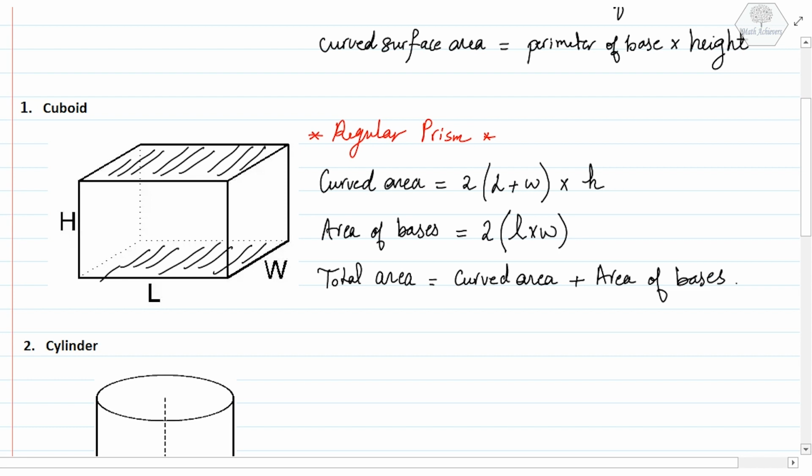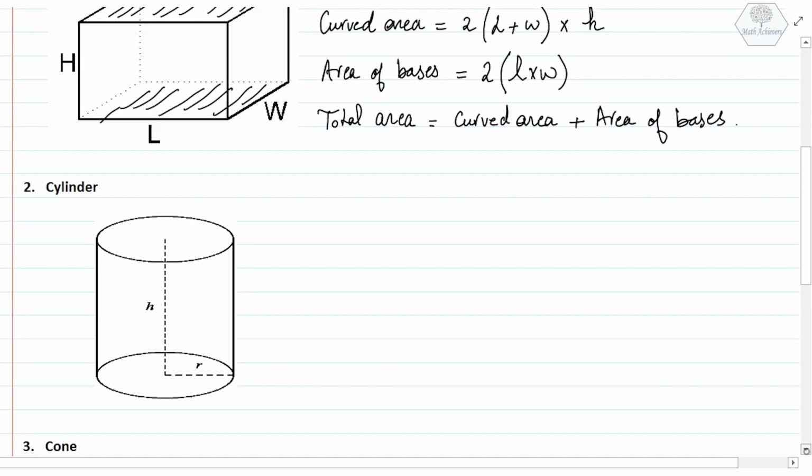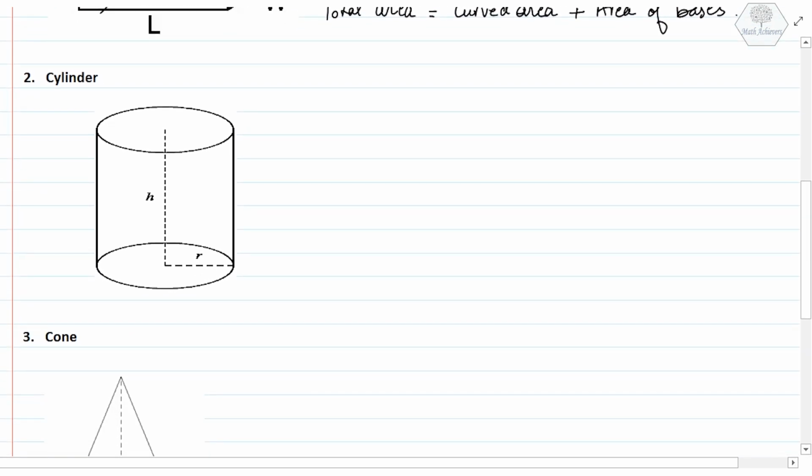Let's go now to our second three-dimensional shape. We have the cylinder. What we need to know about the cylinder is the radius of its base and its perpendicular height. This is the perpendicular height. The cylinder also is considered to be a regular prism because it has two identical bases with a common depth between them.